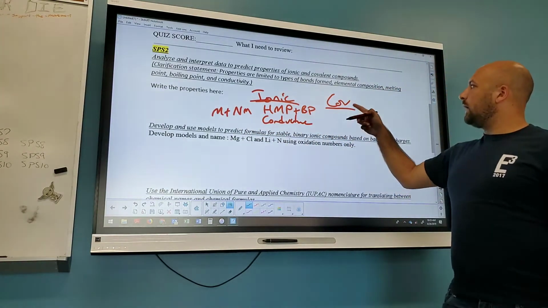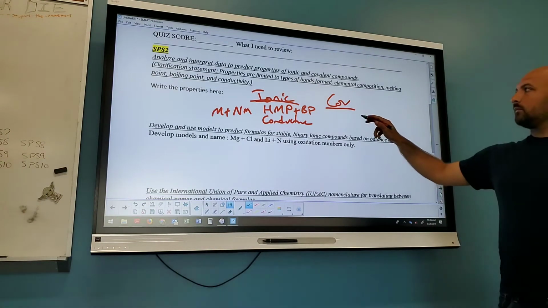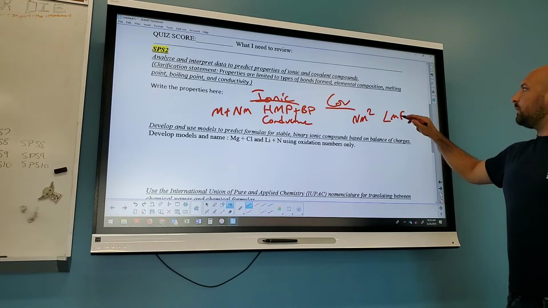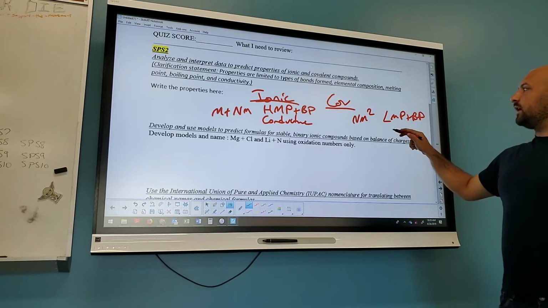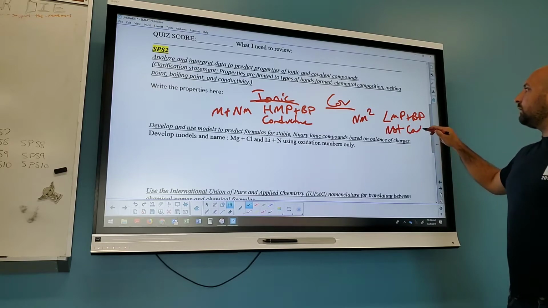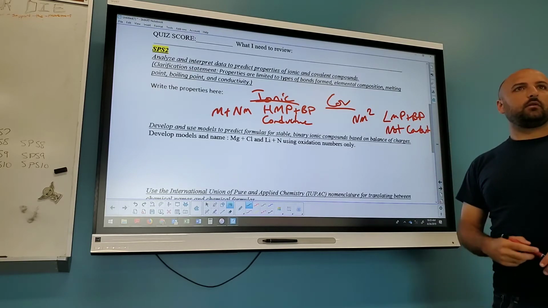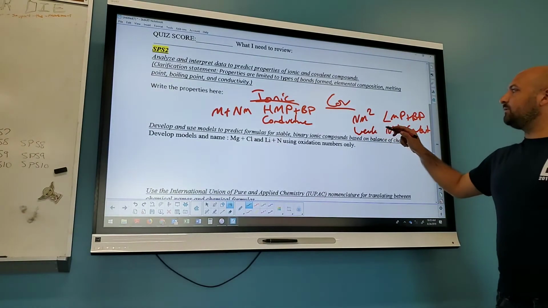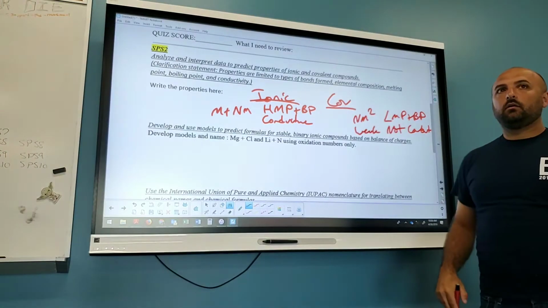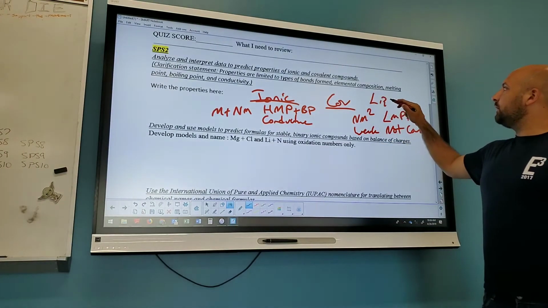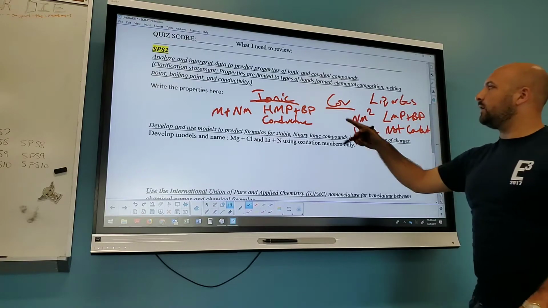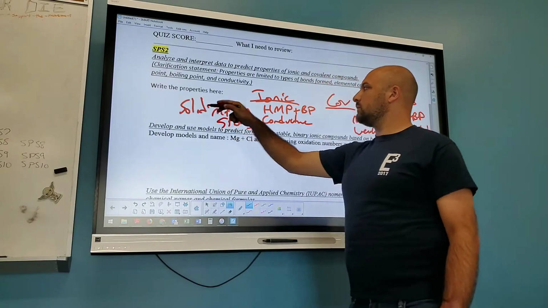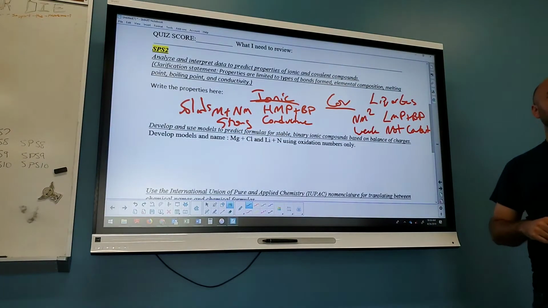Let me see, covalent bonds. Two non-metals. Low melting point and boiling point. Do they conduct? Not conductive. And then what kind of bonds do they have? Weak or strong? Weak. That's why they mainly form what state? Liquids or gases. Ionic bonds are strong, and so they will form solids. And that should all be straight from the song, correct?